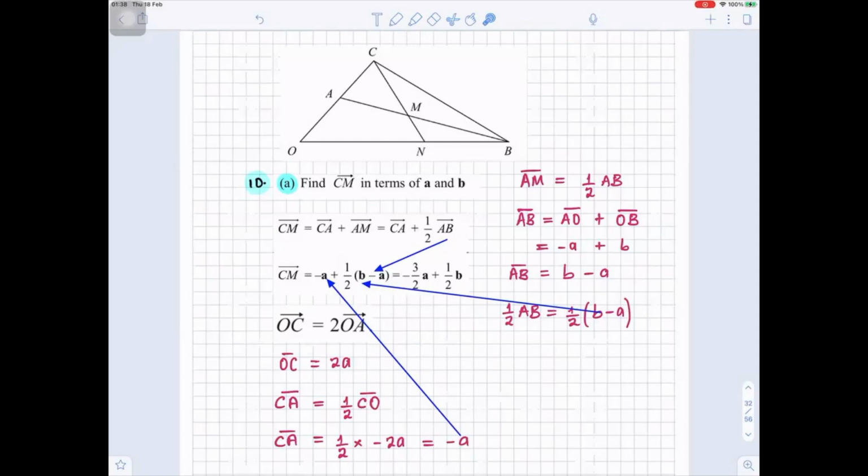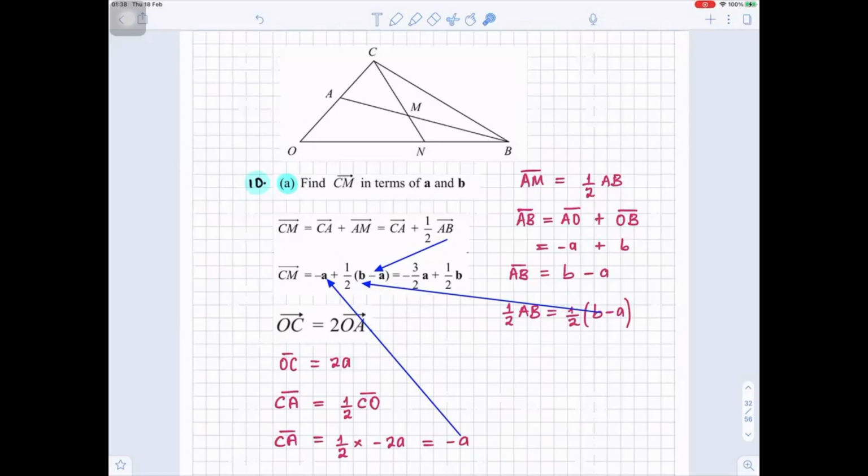And since we know AB, AM is half of that. So half of AB, which is half of B minus A, is our AM. And that is what we substitute in there for AM. Or we can put it there, half of AB. So minus A plus half of B minus A, which represents AB. So if you remove the bracket, minus A plus half B minus half A.